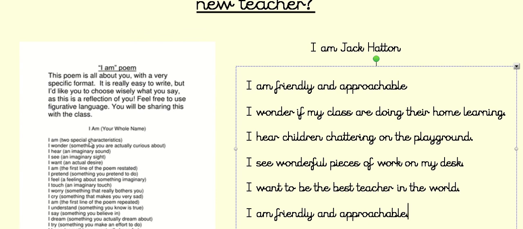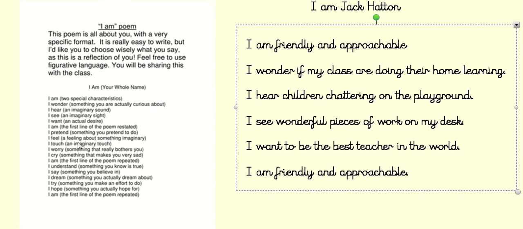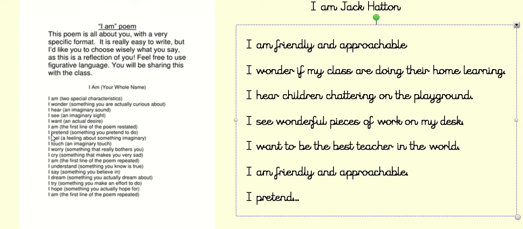You can see for each line I've given my description of myself according to me, and describing what I think and feel. So I've given 2 special characteristics about myself. I've then said I wonder, and put something I'm curious about, and something I hear, my imaginary sound, and so on. And I've kept going. And you have to do this for the entire poem, and you would keep going until you've created your poem. I want you to think about yourself. We'll be sharing this with your new teacher, so make it very relevant to you. Good luck.